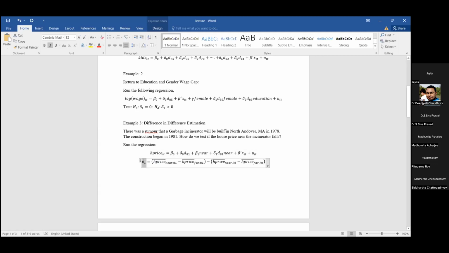If this delta 1 hat is statistically significant, I can say yes, once the garbage incinerator has been built, the average price of the houses near the garbage bin has actually gone down. If my delta 1 hat is negative and is highly statistically significant, I can actually say the average price of these houses near the garbage bin has actually gone down. Okay, this is another important thing. And let's say this is one example.